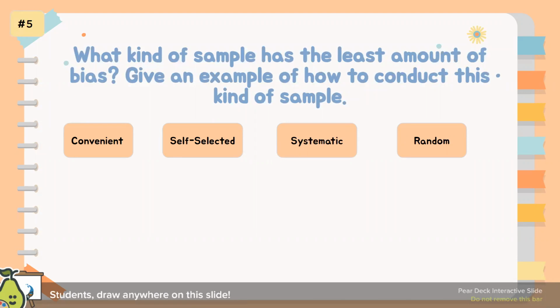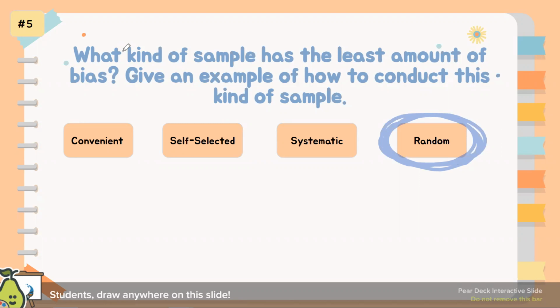Systematic has a pretty low amount of bias because you're being very careful about how you're selecting this sample, meaning that you're going through the phone book and selecting every 10 names or something like that. But of all of these, the sample that has the least amount of bias would definitely be a random sample, because everyone has the same exact likelihood. Everybody in the population has the same likelihood of being selected for this.